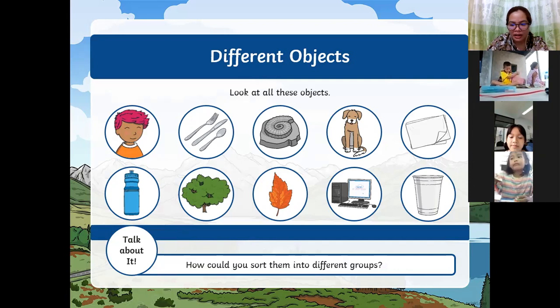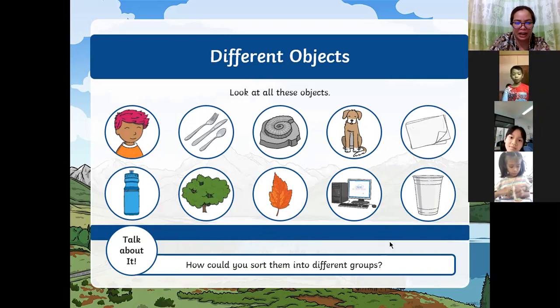Okay. Now, how could you sort them in different groups? We have the boy, we have the utensils, or what we use when we are going to eat. Then we have this one, the shell. Then we have the dog, the paper. And then we have the water bottle, the tree, the dried leaf, the computer, the glass. And we are going to sort them out by group, okay?